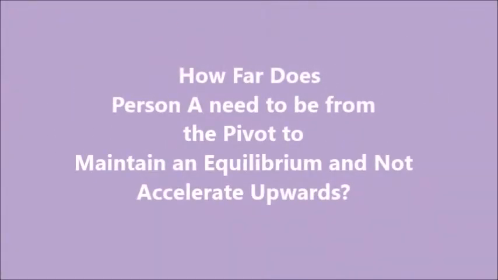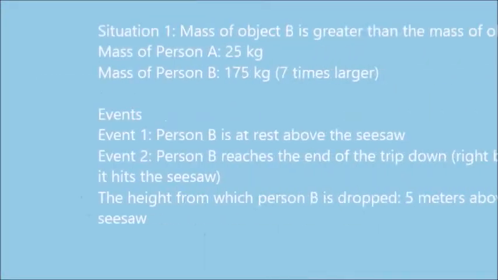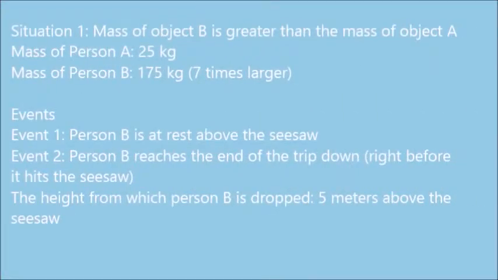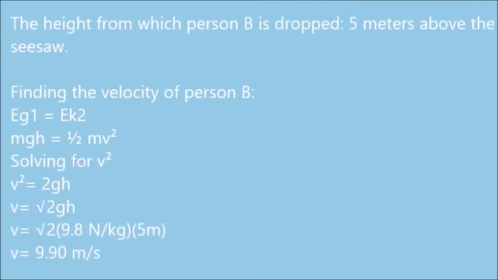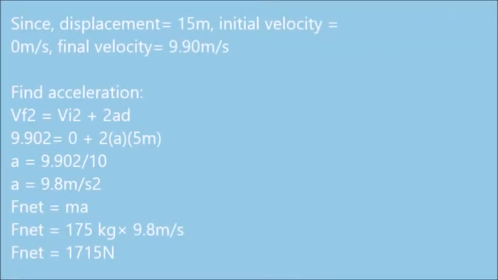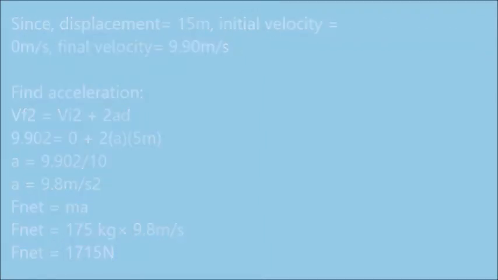Now the big question is, how far does person A need to be from the pivot to maintain an equilibrium and to not accelerate upwards? To find person A's acceleration, we can use Newton's third law. We have to assume that the distance between the pivot and person A is equal to the distance between the pivot and person B. Therefore, the force exerted back by person A is also the same.